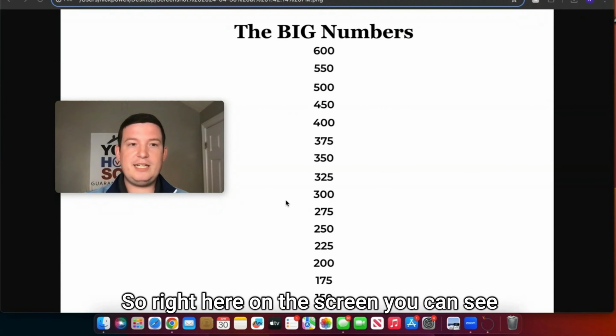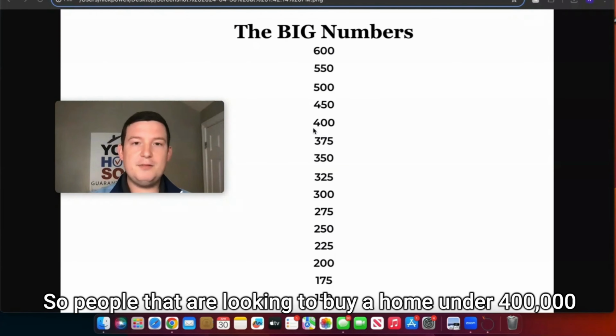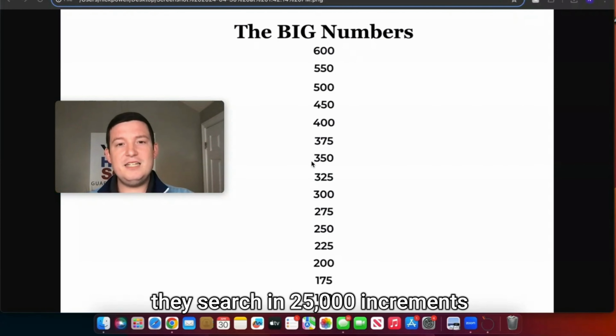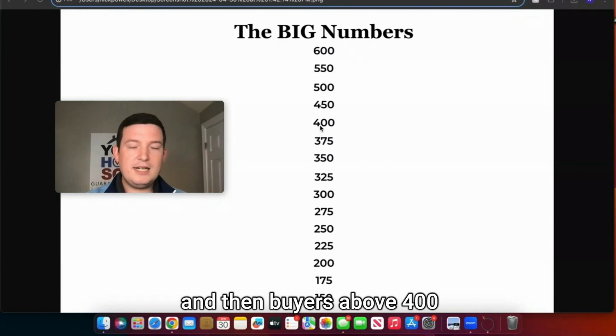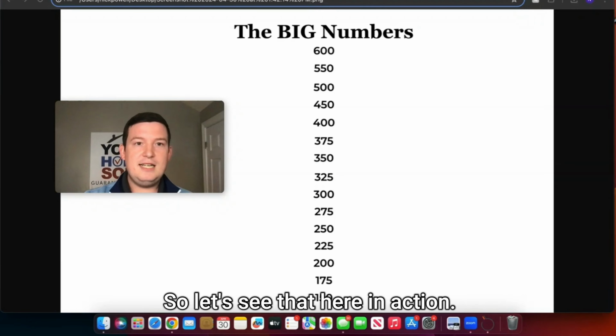So right here on the screen, you can see we call these the big numbers. People that are looking to buy a home under 400,000, so all the numbers left of the comma, they search in 25,000 increments, and then buyers above 400, they basically search in $50,000 increments. So let's see that here in action.